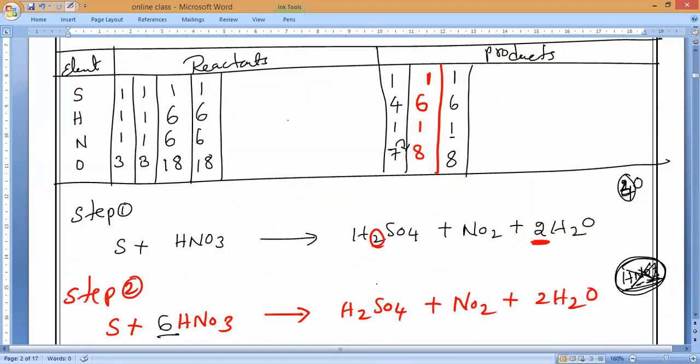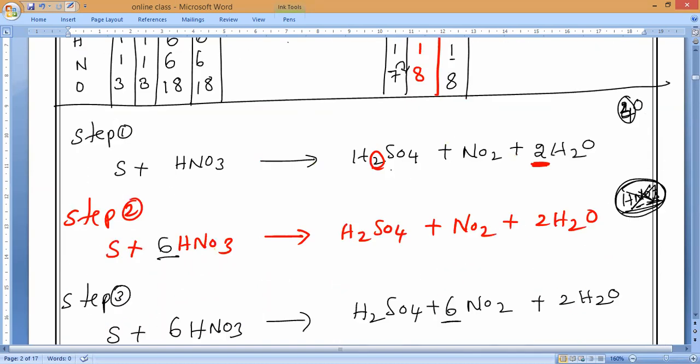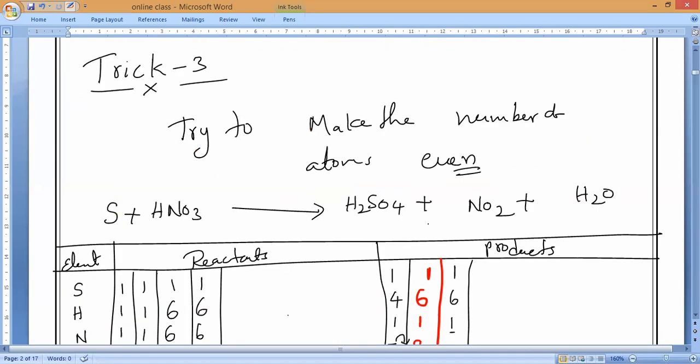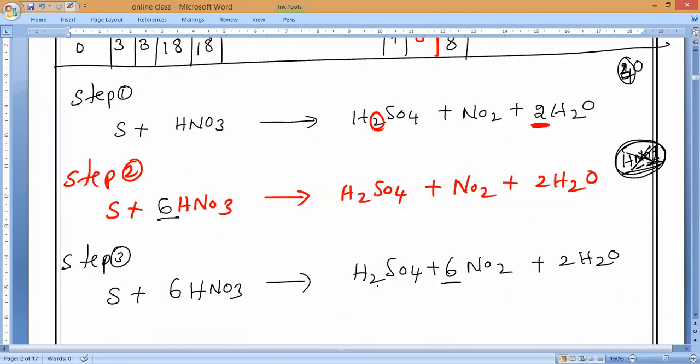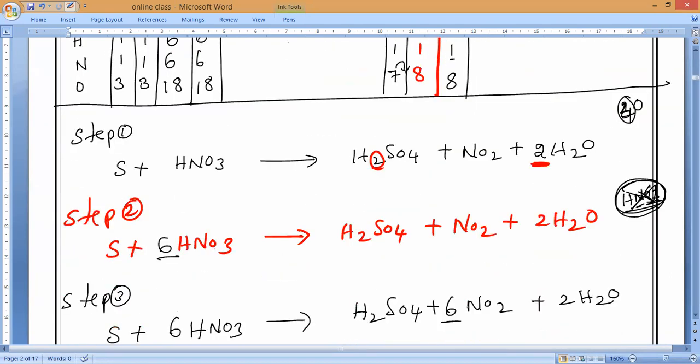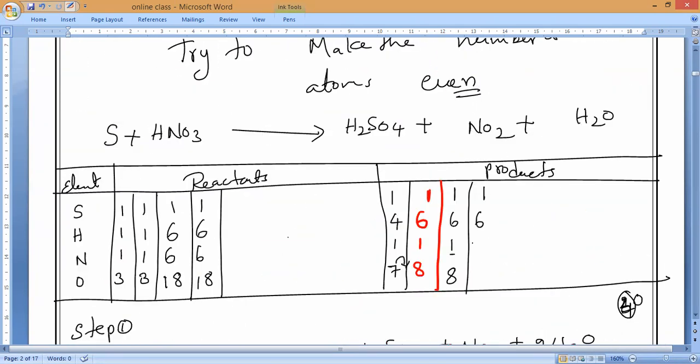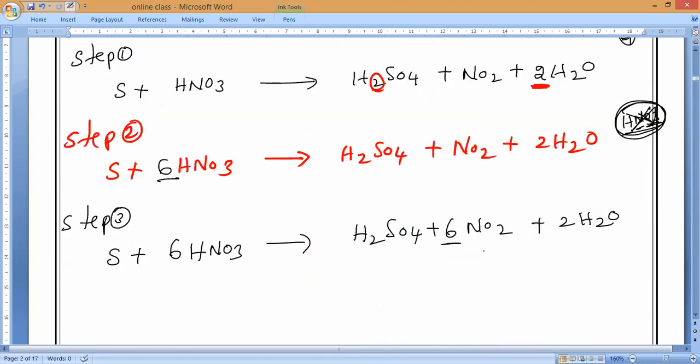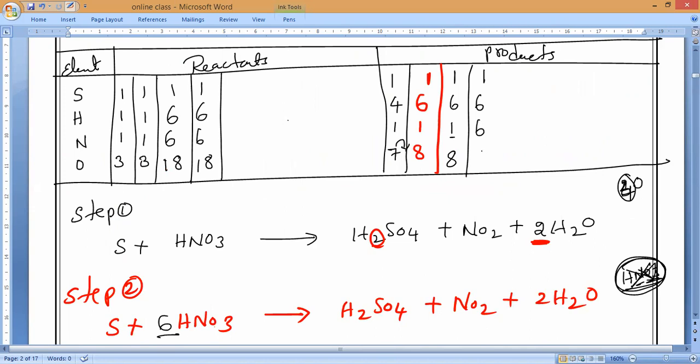So now tell me. I try to balance nitrogen, but others also become imbalanced. What is the number of sulfurs? Sulfurs, how many? 1. Okay. Now hydrogens, 2 plus 4, 6. Nitrogens, 6 into 1, 6. That is also balanced. Now oxygen, check it. I try to balance nitrogen, but oxygen becomes 6 twos are 12. 12 plus 4, 16. 16 plus 2, 18. Clear? I try to balance nitrogen, but oxygen also becomes balanced.